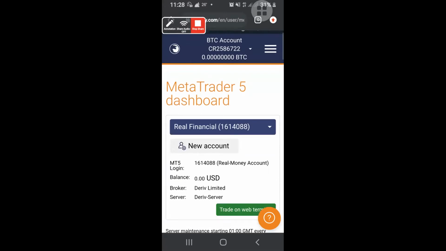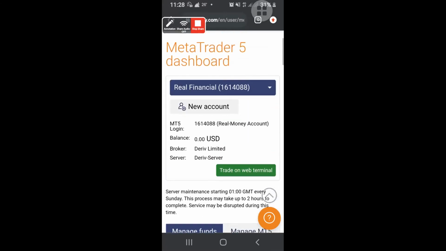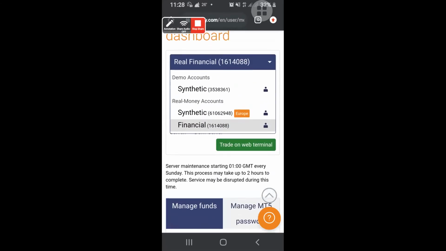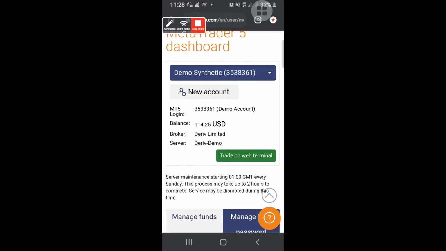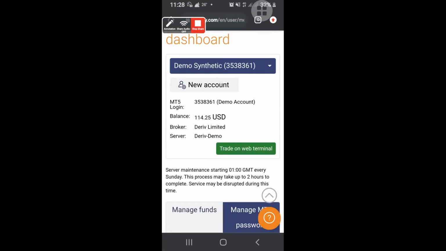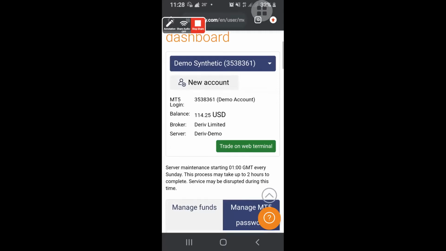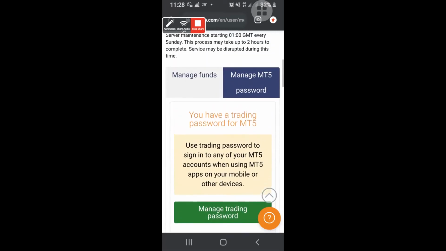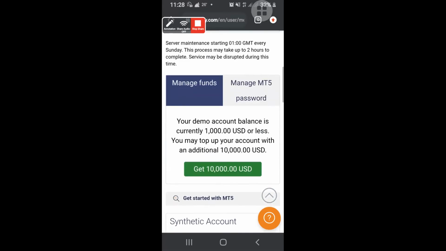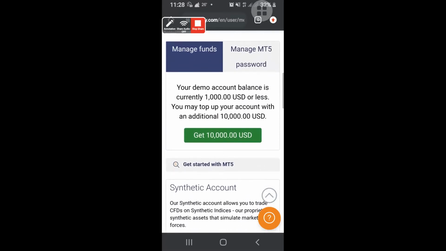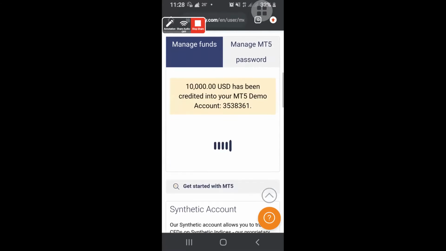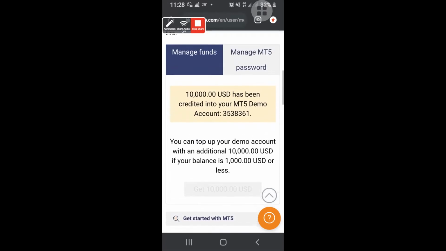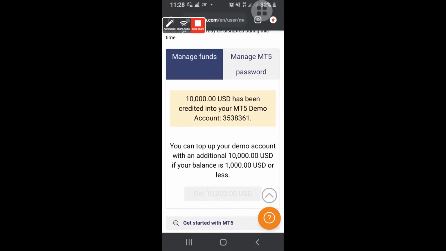All right, so click on the real financial. Let me see. Click on synthetic. That's demo, right? Yeah, this is demo. Okay, so scroll down. Click on manage fund. Get $10,000. Click on it. All right, now take this account number and log in. Yeah, you can just copy it so that it will be fast.